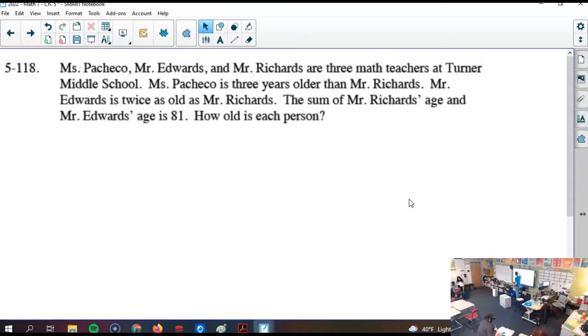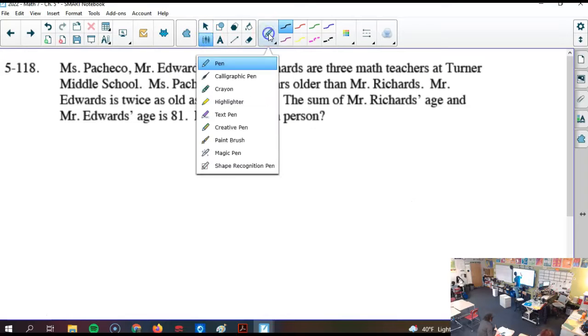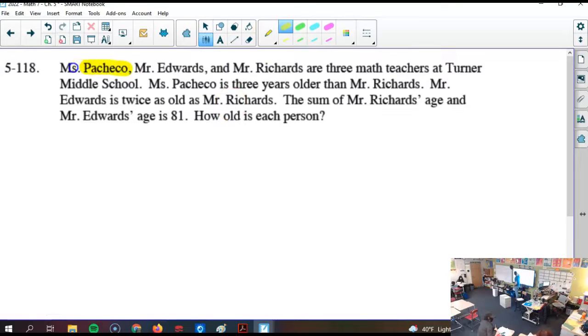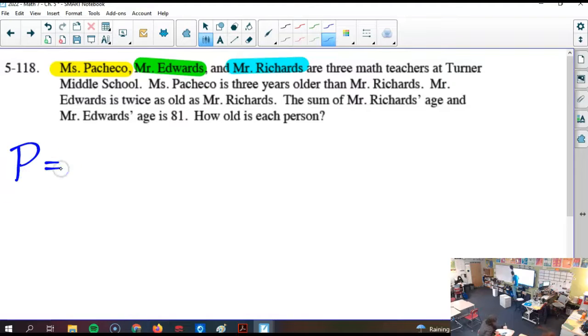Mr. Pacheco, Mr. Edwards, and Mr. Richards. So what variables do you think we could use for these guys? Oh, P, E, and R. On your paper right now, P equals, E equals, and R equals. P equals, E equals, and R equals.